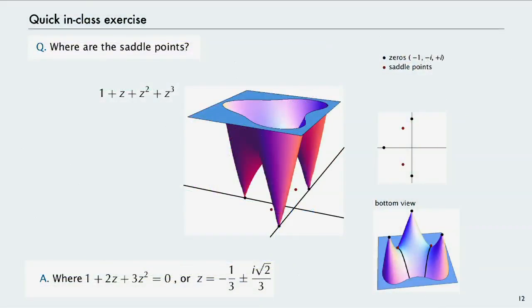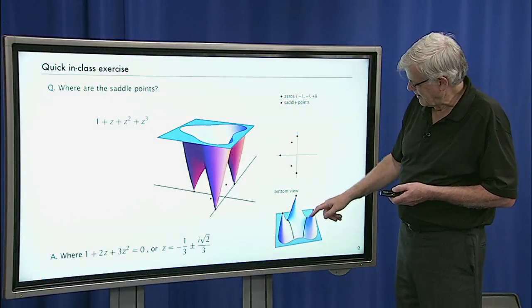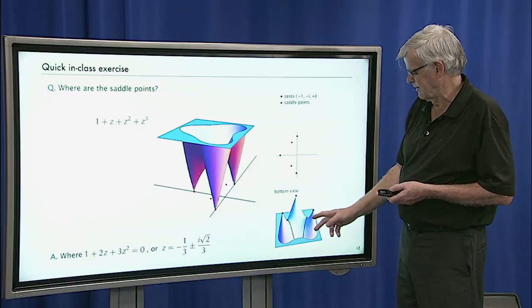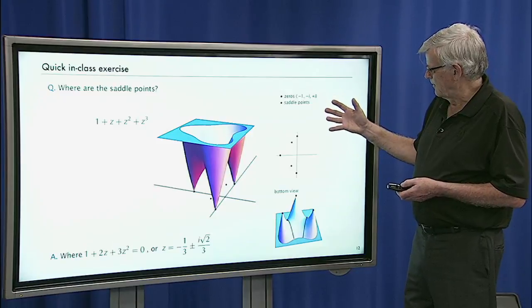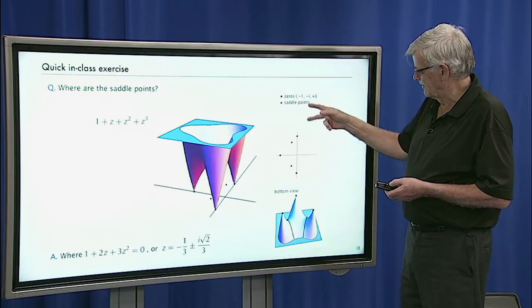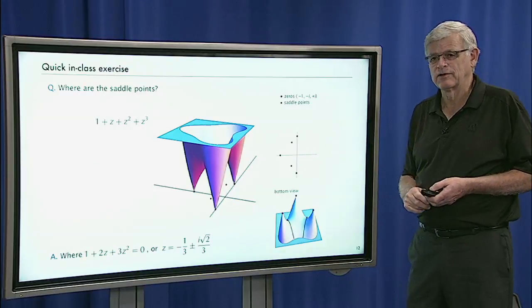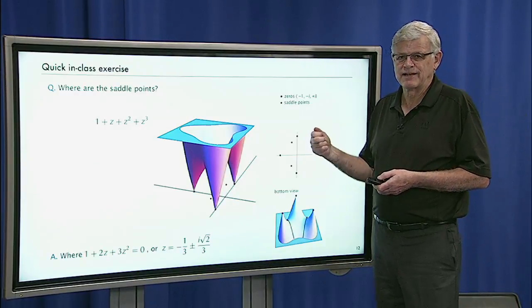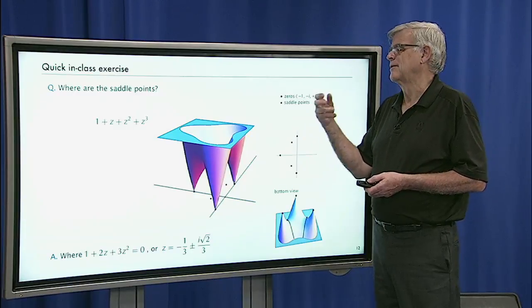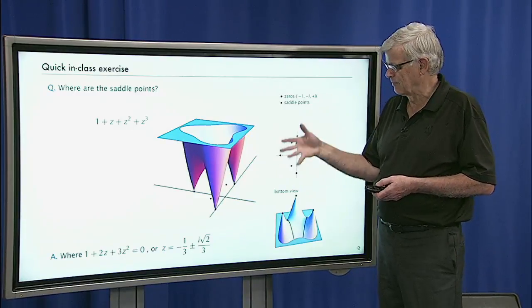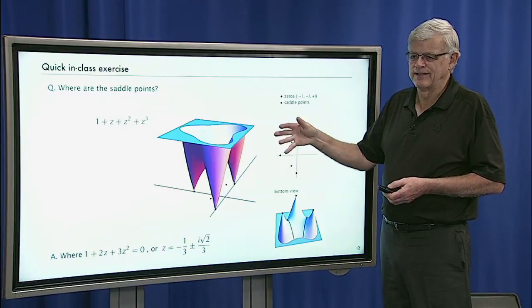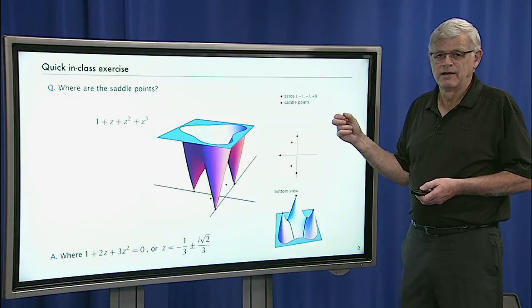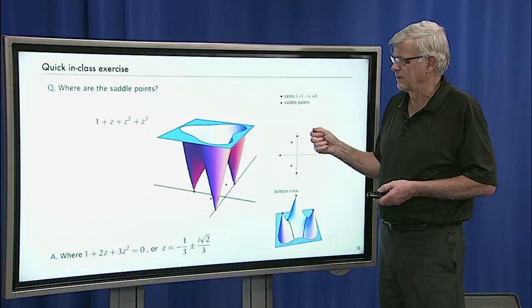If you look at a bottom view of the surface, you turn it upside down, you can see where those points are, and that's the downward parabola. Well, in this case, it's the upward parabola upside down and the downward parabola upside down. So the zeros are at minus 1 and plus or minus i, and the saddle points are at minus 1/3 plus or minus i square root of 2 over 3. It's easy to find saddle points. Set the derivative to 0, and the points at which the derivative is equal to 0 are where the saddle points are. That's one of the important things we're going to need to do in order to analyze generating functions with no singularities.